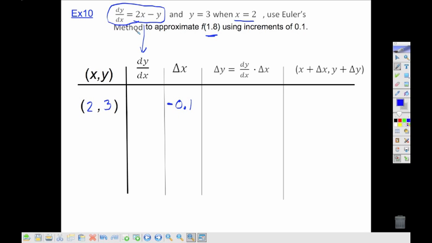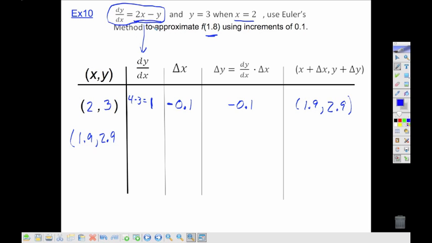So we'll start by plugging this in. 2 times 2 is 4, minus 3, which gives us dy/dx equal to 1. And so our delta y is just going to be negative 0.1 on our first step, giving us a point of, 2 minus 0.1 is 1.9. We'll bring that down and repeat.